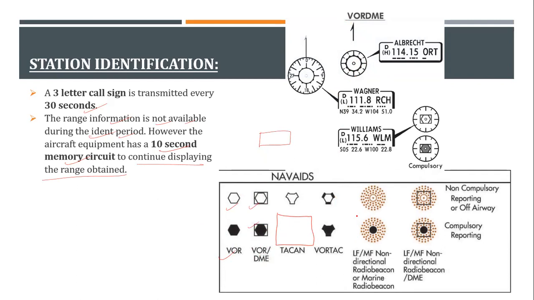Okay. If you see your NDB or ADF, NDB looks like this. If we add your NDB with a DME, it will add a square. So in this case, you can see where the DME is co-located. DME is co-located and the call sign of the station identification is a 3-letter word.